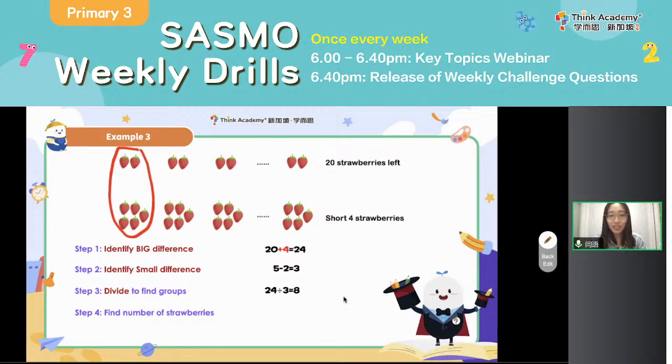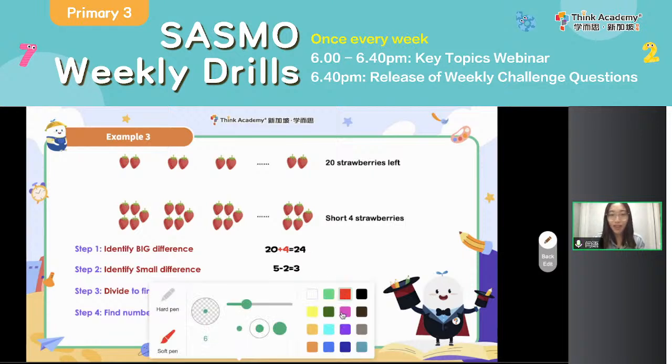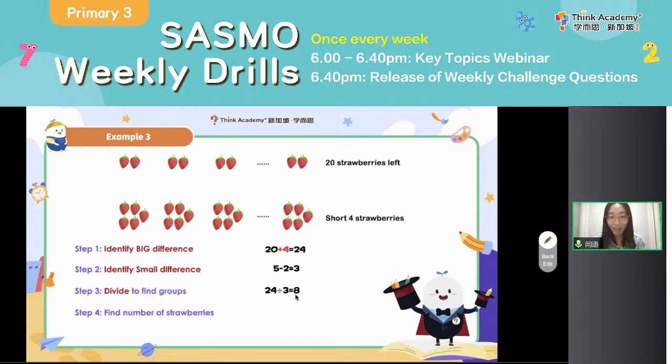Following this again, don't forget to find the number of strawberries. I think this part is a bit tricky. Everyone, I will give you 20 seconds to try to figure it out by yourself. How many strawberries are there altogether? I already told you there are 8 groups. And then how many strawberries? Okay, 20 seconds.